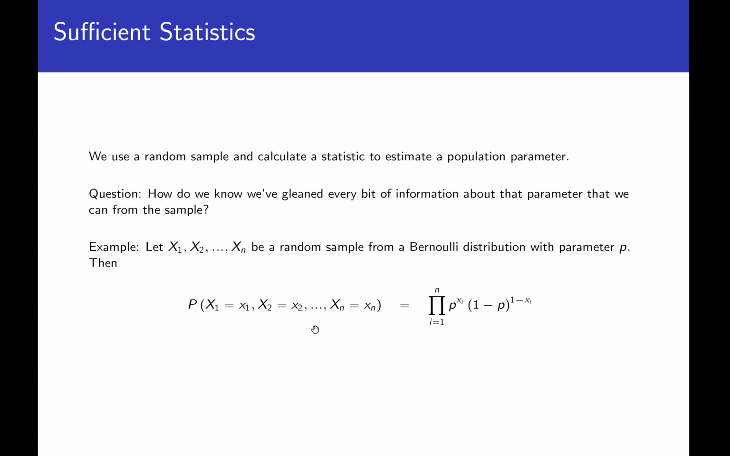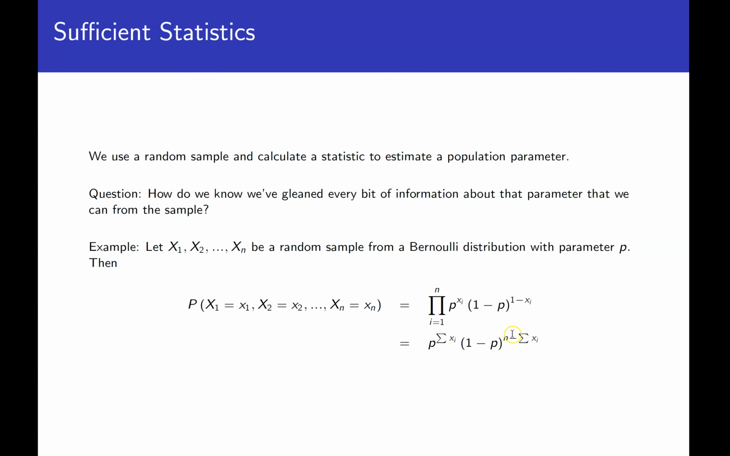All right. Well, since we have a random sample, each of the x's are independent. So the probability that capital X1 equals little x1, capital X2 equals little x2, and so on is just the product of the individual probabilities for each of those x sub i's. And remember, for Bernoulli, the PMF is just p to the x, 1 minus p to the 1 minus x. So when we do the product of all of these, this is what we get.